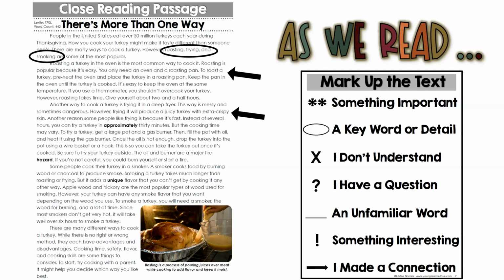Let's keep reading. Another reason some people like frying is because it's fast. Instead of several hours, you can fry a turkey in approximately 30 minutes, but the cooking time may vary. I'm underlining approximately because it's a word that I am not really familiar with. Can you help me understand the meaning of approximately using context clues? Pause here and think of that.